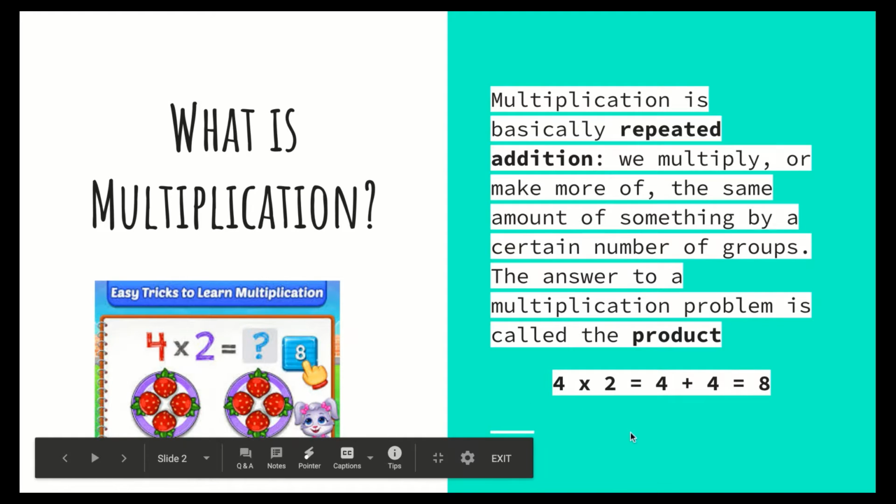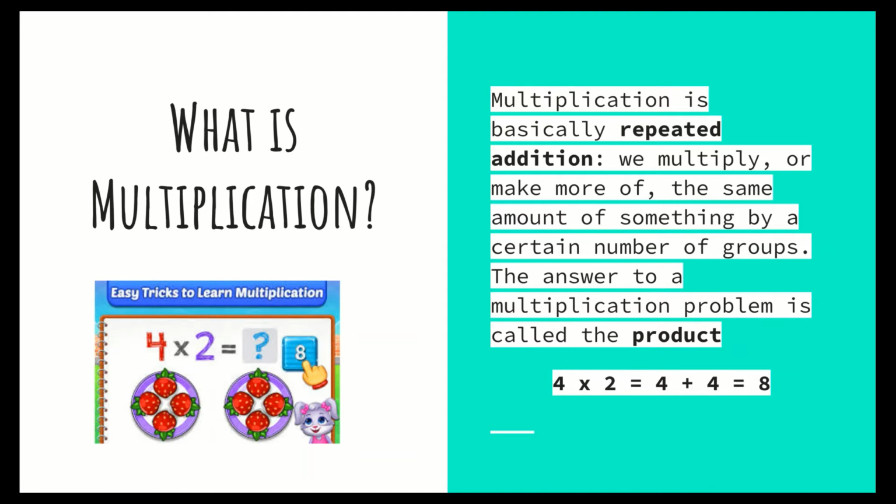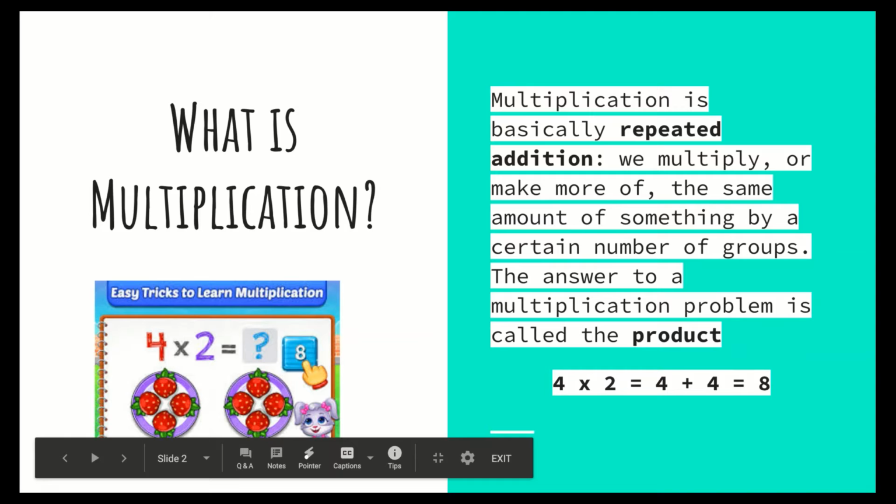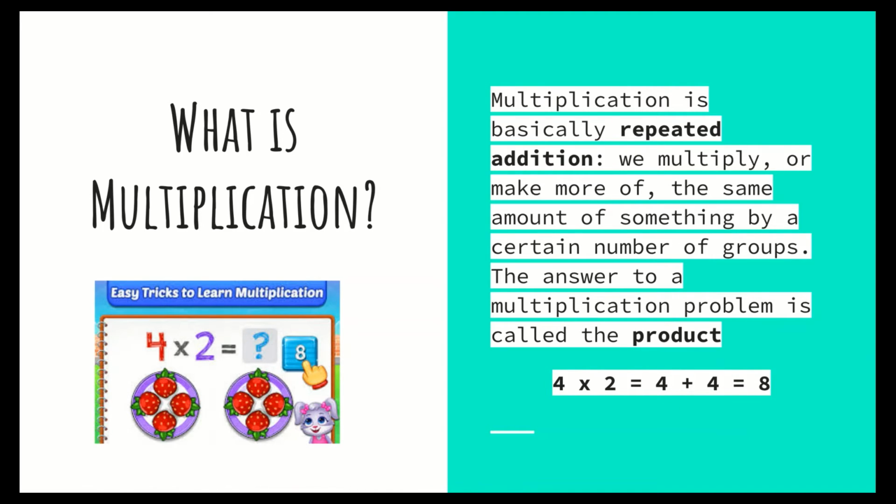So when they say 4 times 2, they're saying 2 is the number of groups. 4 is the amount of the item or value that's in the group. So 2 groups of 4 is 8. It's the same as 4 plus 4 if I add 4 twice.